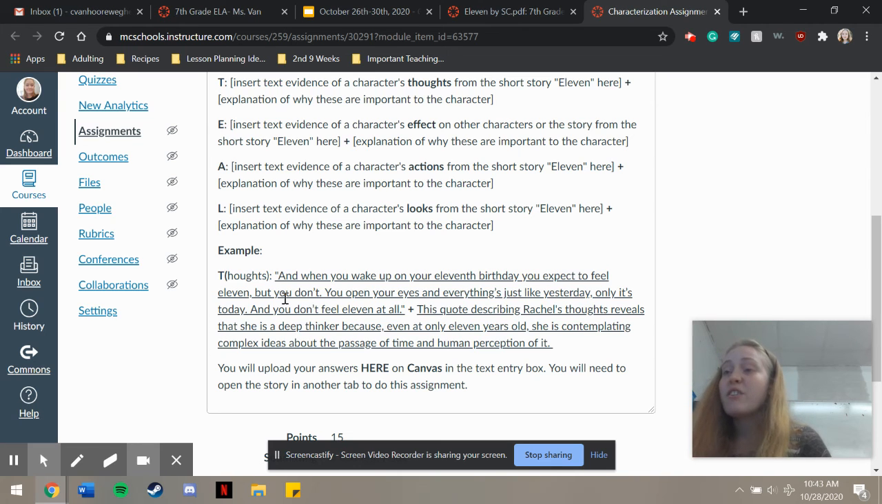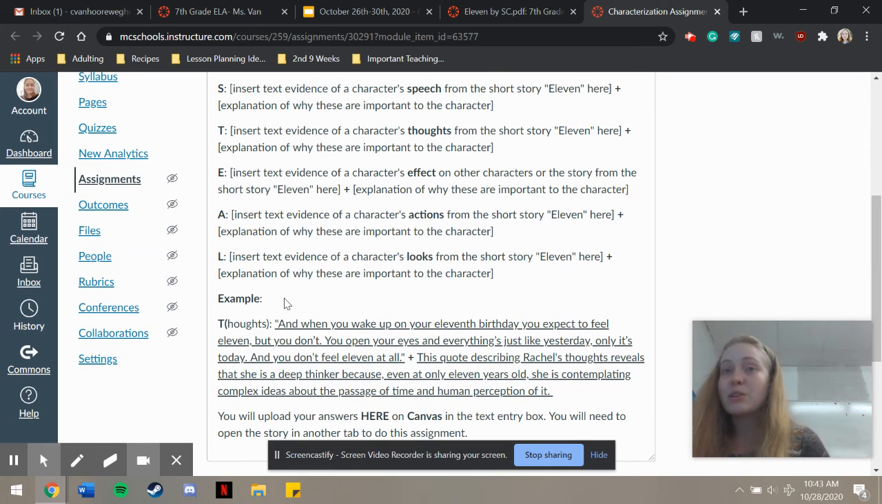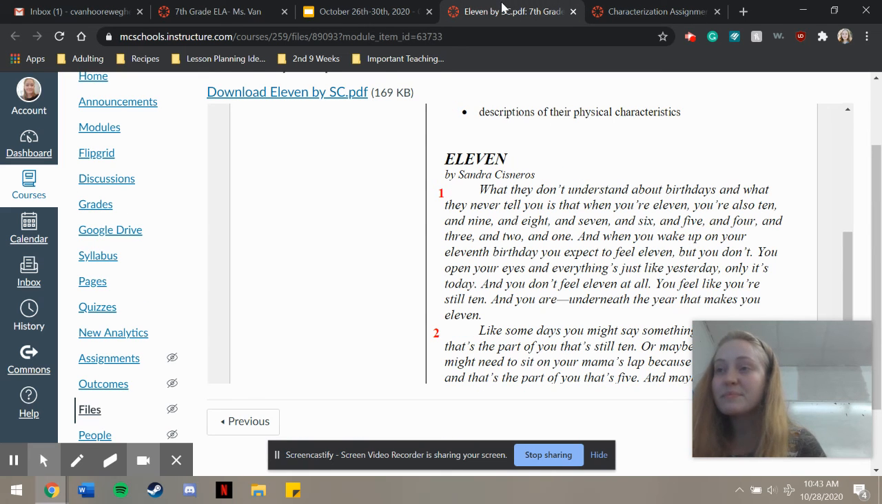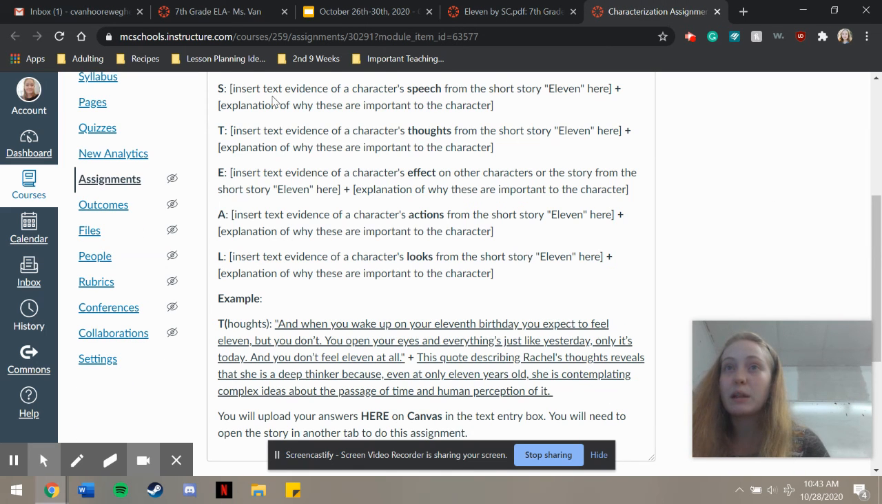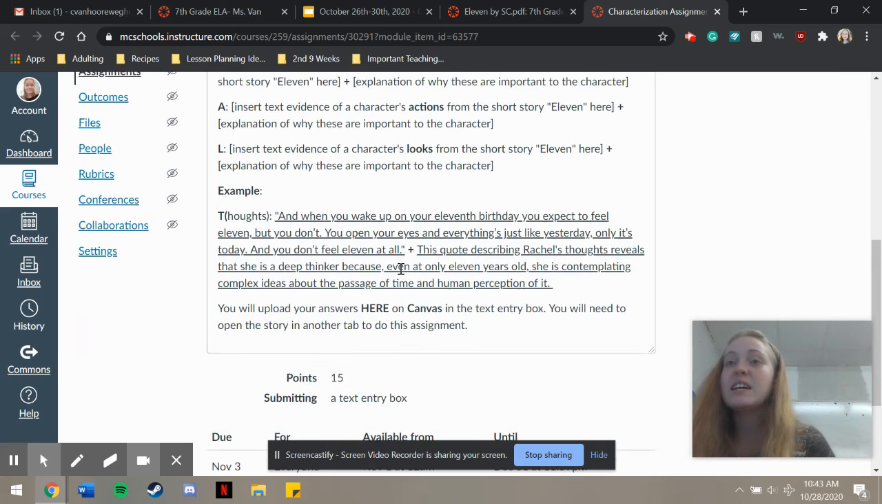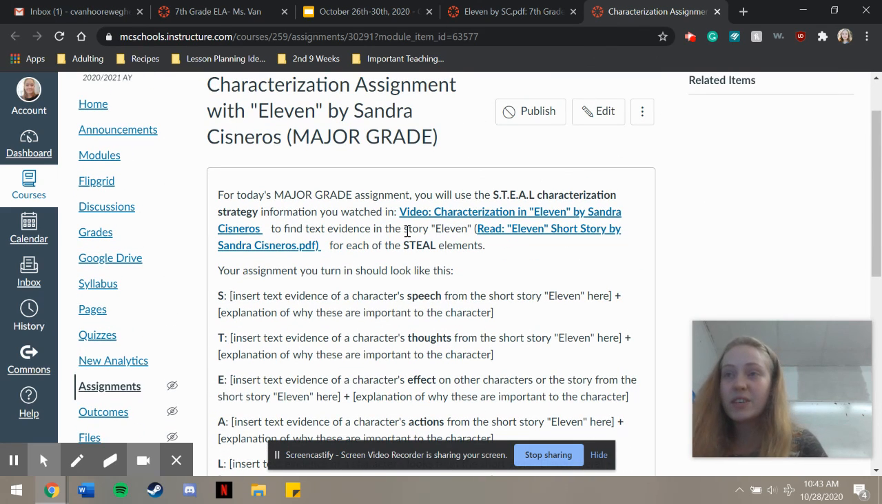So you're going to do that for each one of the STEAL elements. You only need to do one for each: one for speech, one for thoughts, one for effect, one for actions, and one for looks. So first thing, read the story, and then look for each of the STEAL elements, text evidence, and then you'll explain it, and then you'll submit it here on Canvas. You can copy and paste this and paste the things into those little brackets if you'd like and turn it in that way. As long as you have your text evidence and the explanation for each of the five, you're going to get a wonderful grade.